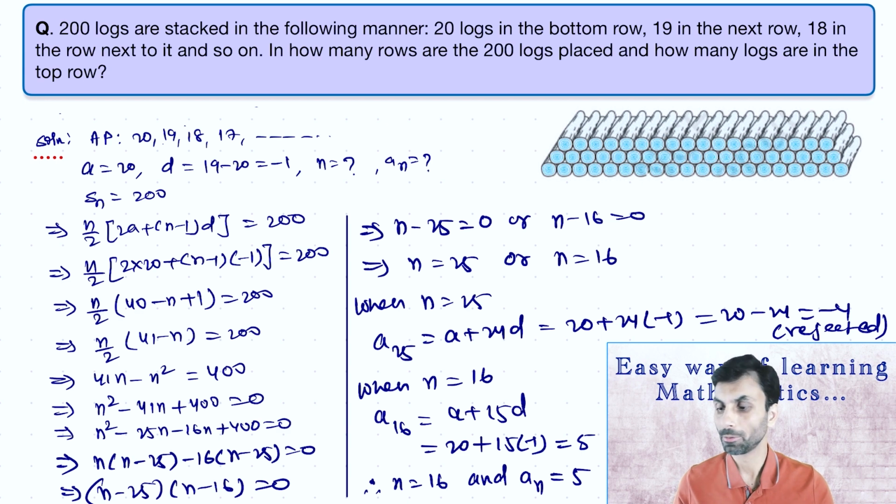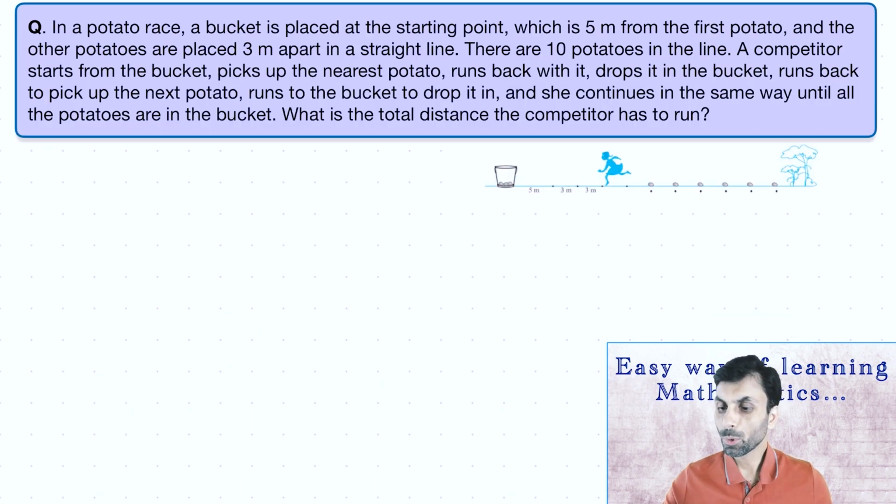equals 5. So the next question is: in a potato race, a bucket is placed at the starting point, which is 5 meters from the first potato, and the other potatoes are placed 3 meters apart in a straight line. There are 10 potatoes in a line. A competitor starts from the bucket, picks up the nearest potato, runs back with it, drops it in the bucket, then again runs to pick up the next potato, runs to the bucket to drop it in, and continues in this same way until all the potatoes are in the bucket. What is the total distance the competitor has to run?